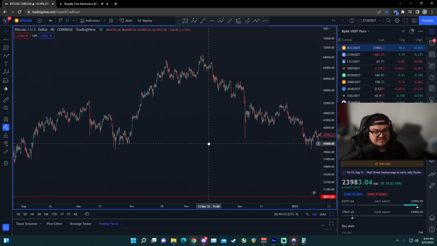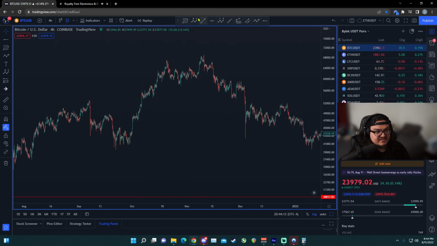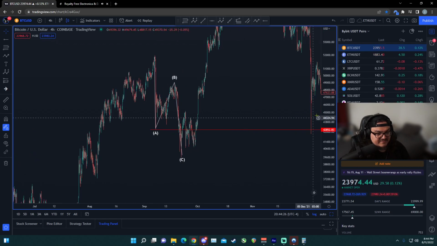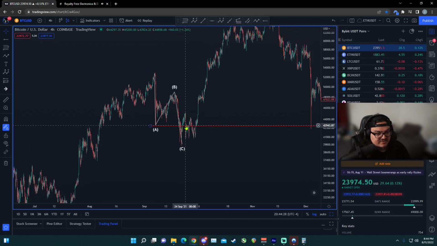This is an example of it being very choppy, but same thing. A, B, and now a C. Your if-this-and-that statement, your invalidation point, is at this 42,000 area. And as long as price is above, you should be longing. I remember this time clear as day. It was not a good time. You got stopped out a good amount of times.